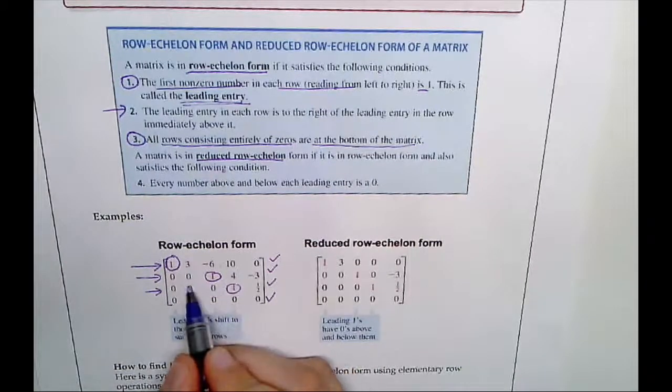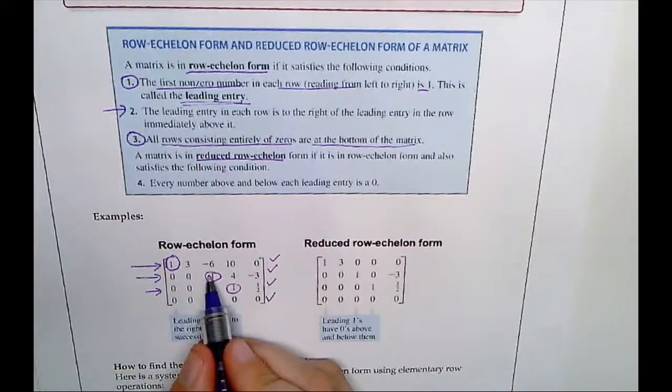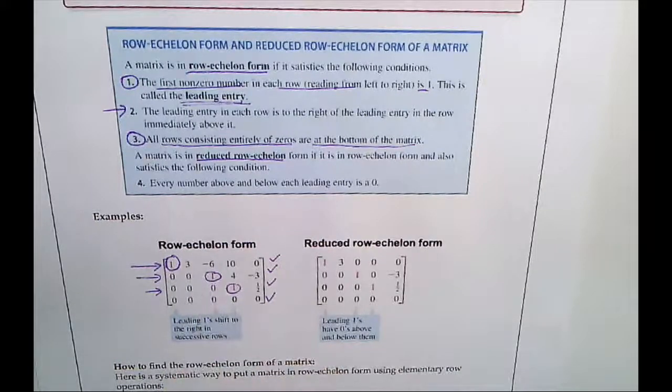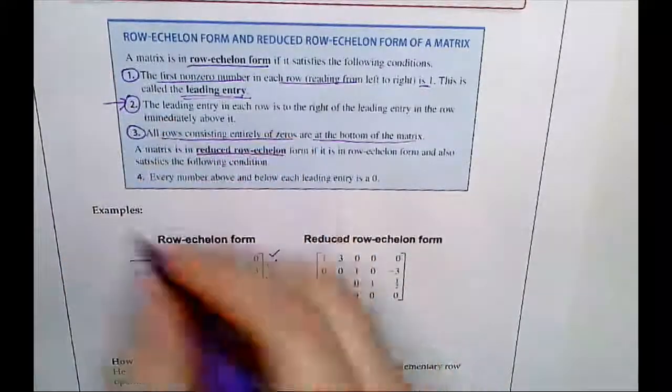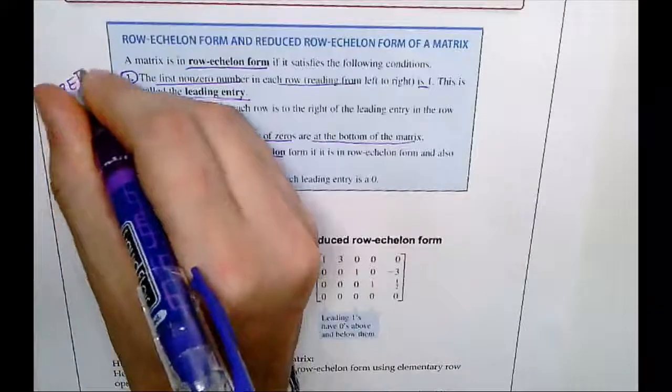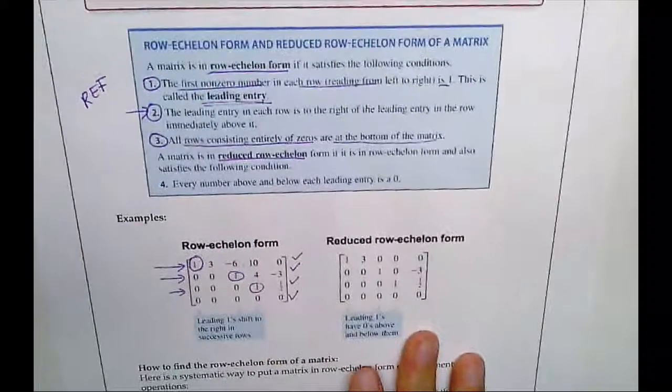So if this was a 1 right here, this matrix would not be in row echelon form, because the leading entry of row 3 would not be to the right of this one. It would be to the left of it. Okay? So if it satisfies 1, 2, and 3, then it's in row echelon form. Let's abbreviate that like that.